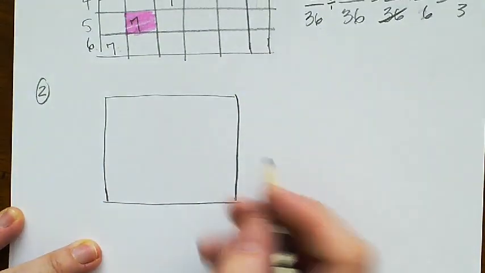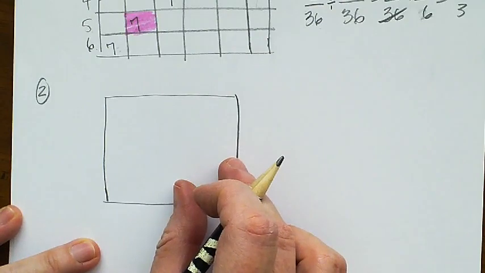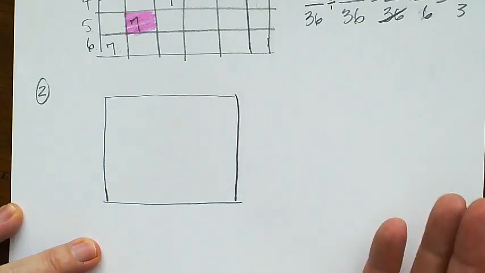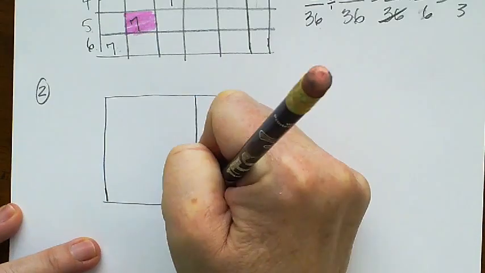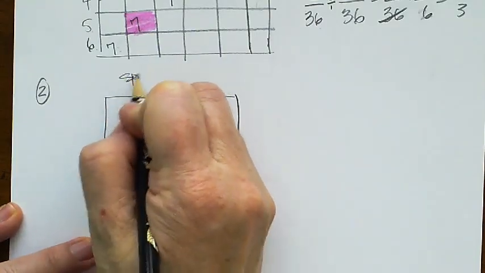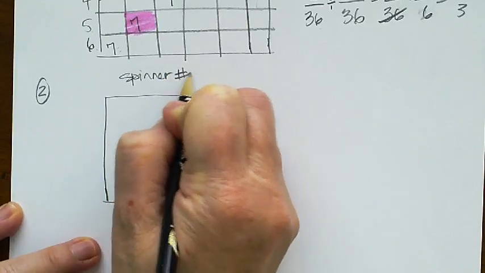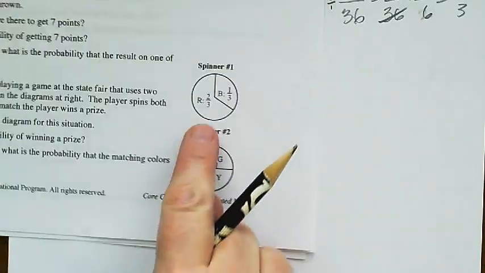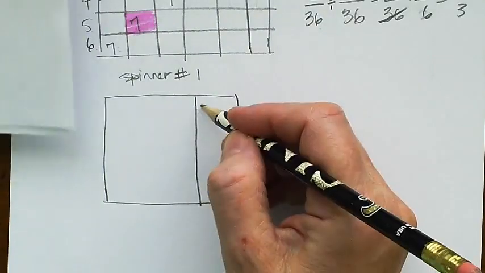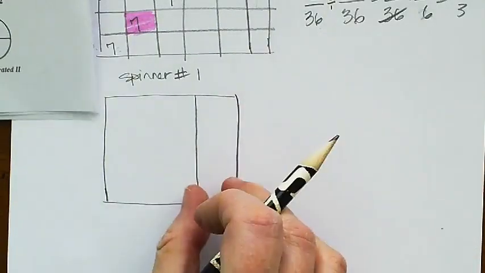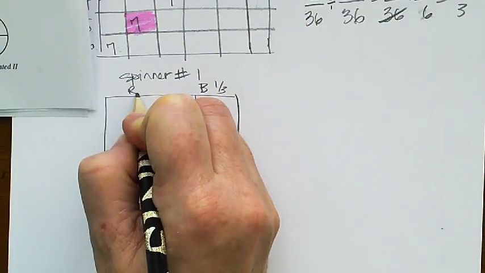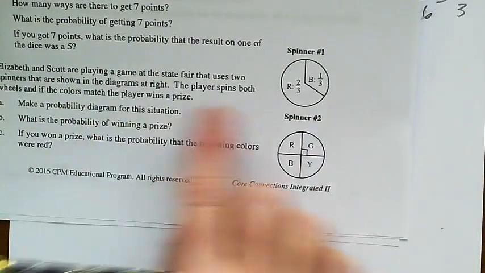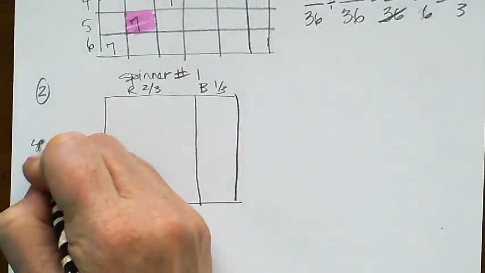Now the dimensions don't have to be in proportion. I kind of like to do it that way, but you don't necessarily have to. Okay, so for spinner number 1, I'm noticing that red is 2/3 and blue is 1/3. So that's why I made this column look like it's 1/3. Blue, 1/3, red, 2/3.